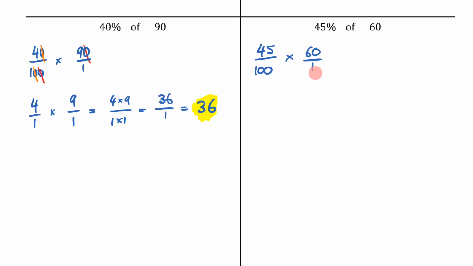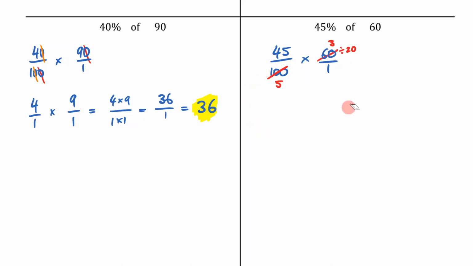Now, I'm actually going to simplify this one a bit differently than usual. So instead of crossing out zeros, I'm going to do something else. And it's actually because I can divide by something bigger than just 10 here. I could divide this side by 20, and I could divide this side by 20. In which case, 100 divided by 20 is going to be 5, and then 60 divided by 20 is going to be 3.